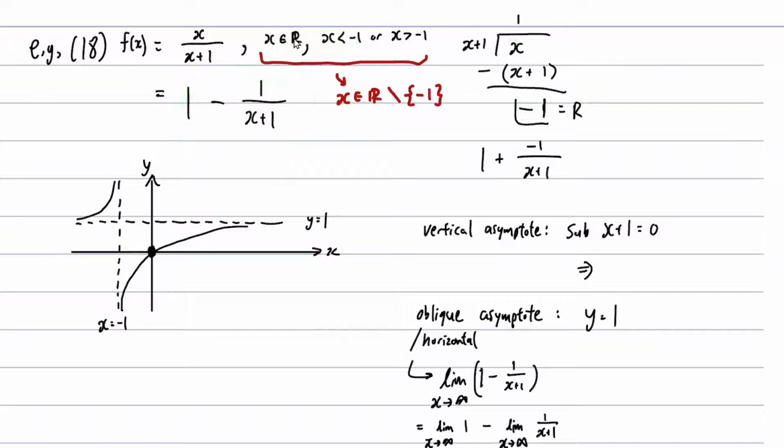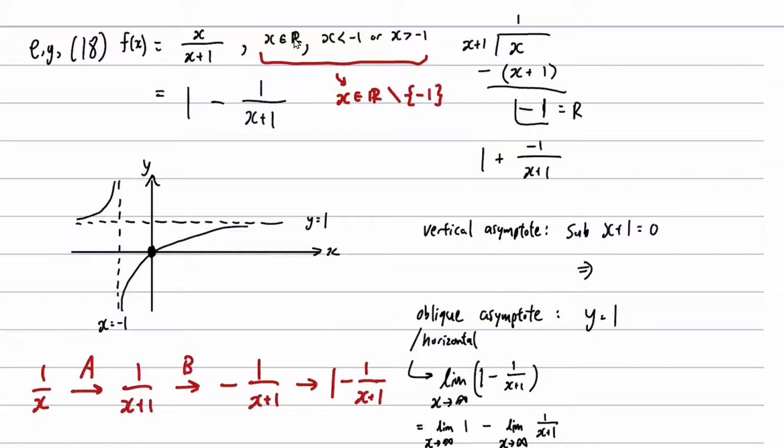For the graphical transformation, it will be 1 over x first, transformed into 1 over x plus 1, then maybe transformed into negative 1 over x plus 1, then you add on a 1. Step by step, A, B, C. You can work it out on your own if you want, but I'll jump straight to the final result, which is this graph here, using a GC. It will pass through 0, 0 as well, coincidentally.